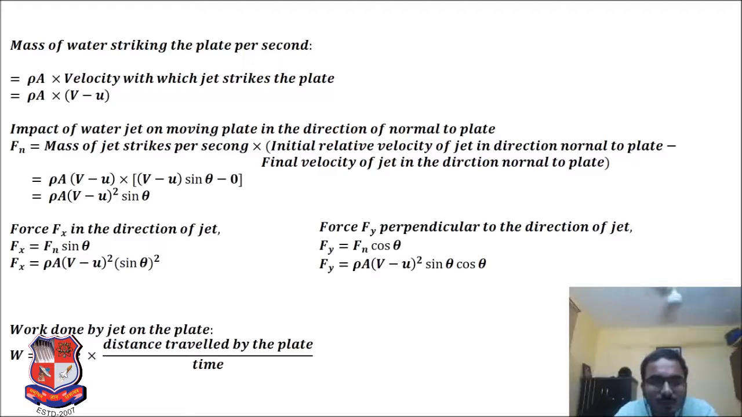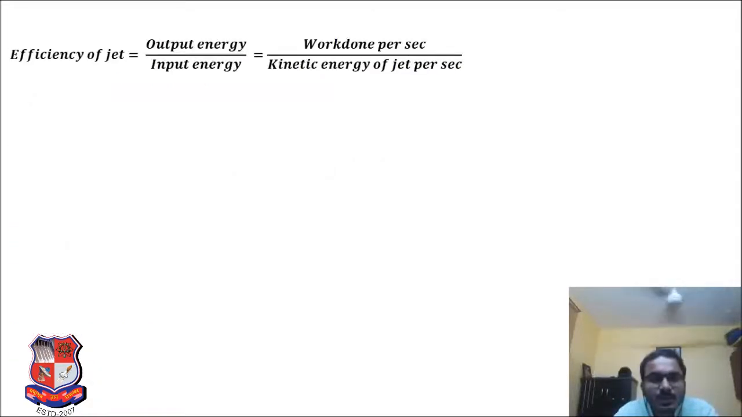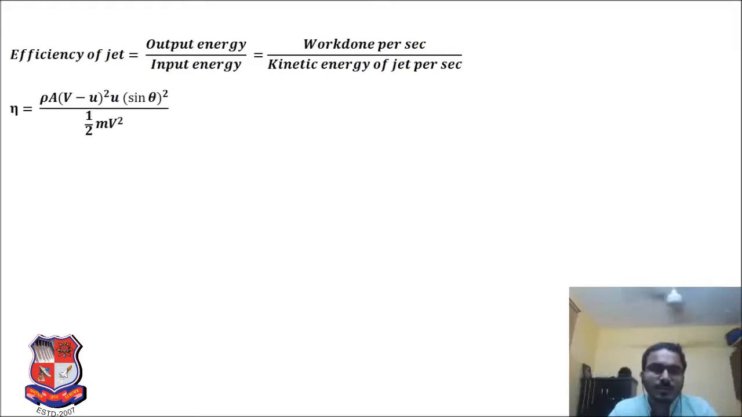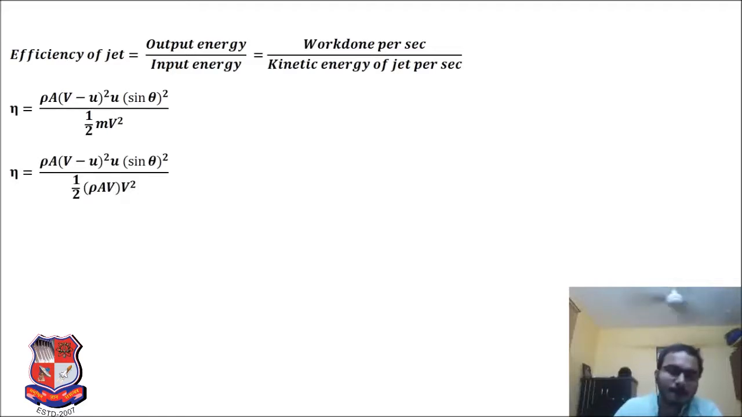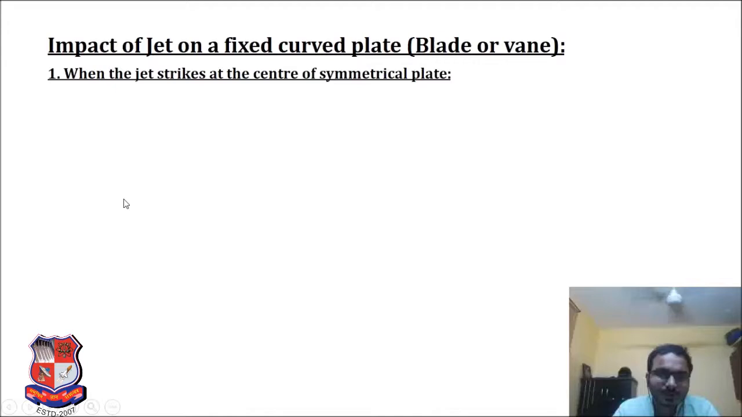Work done will be force multiplied by distance traveled by the plate divided by time, and we can simply derive the equation similar to our previous theory. Now the efficiency of the jet, which is output energy divided by input energy, is equal to work done per second divided by kinetic energy of jet per second. So work done per second is derived in our previous slide, and instead of kinetic energy we are putting half mv square. Instead of this m, we are putting rho av, and then we get the final equation.